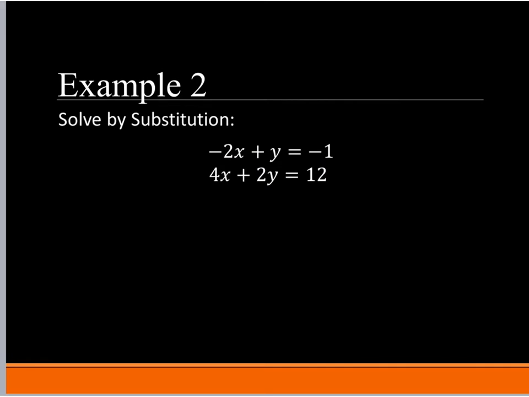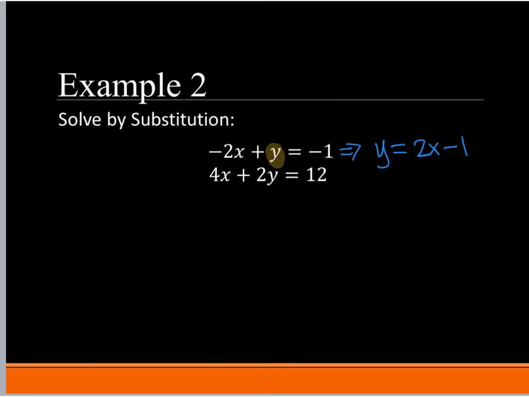Now for example 2, we're going to solve negative 2x plus y equals negative 1 and 4x plus 2y equals 12. When I use the substitution method, typically what I do is I try to find an equation where one of the variables has a coefficient of just 1. When I look at these equations, I see that in my top equation, we have this y variable that is by itself, or has a coefficient of 1. So what I'm going to do is take that equation and get y by itself. To do that, I'm going to have to add 2x. So this gives me y equals 2x minus 1.